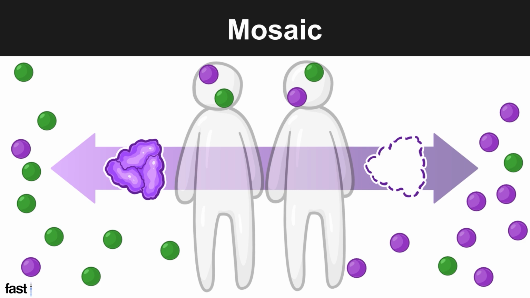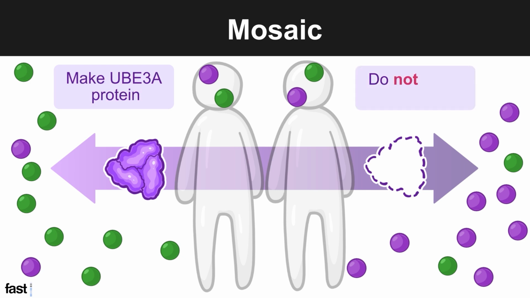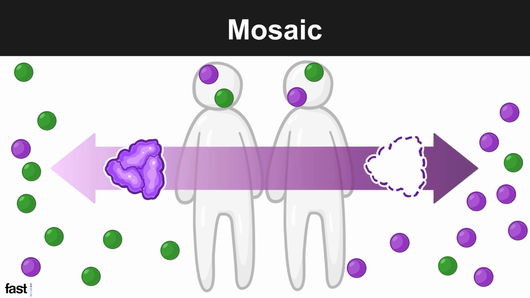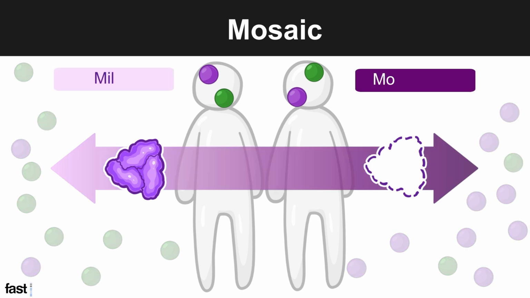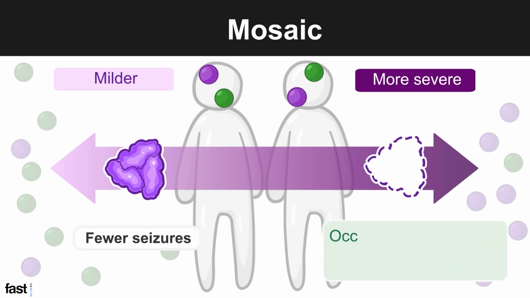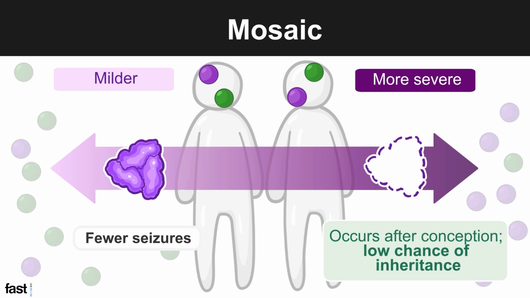Individuals living with Mosaic AS may have different degrees of mosaicism. In some individuals, the majority of cells may make UBE3A protein, while in others, the majority of cells do not make UBE3A protein. Individuals who make some UBE3A protein are likely to have milder symptoms, such as fewer seizures, than those who do not make any protein. Mosaicism often occurs after conception, is not typically inherited, and the chance of it occurring in future pregnancies is usually low.